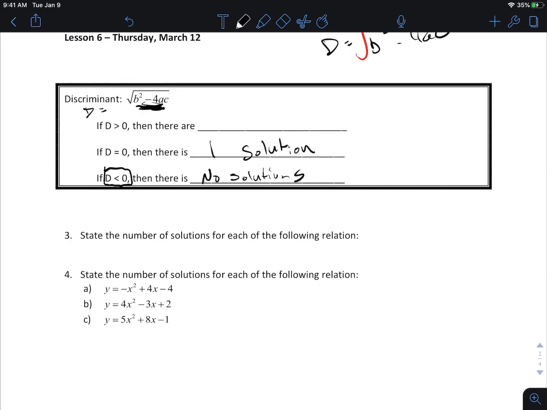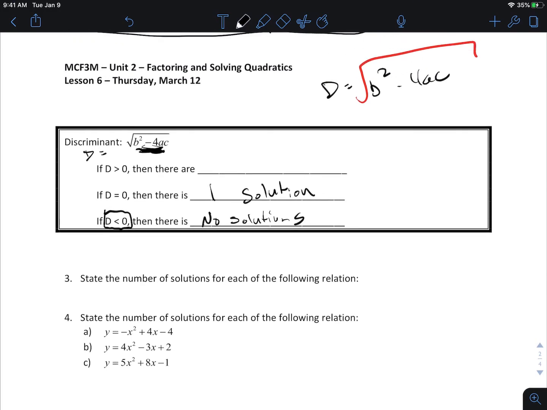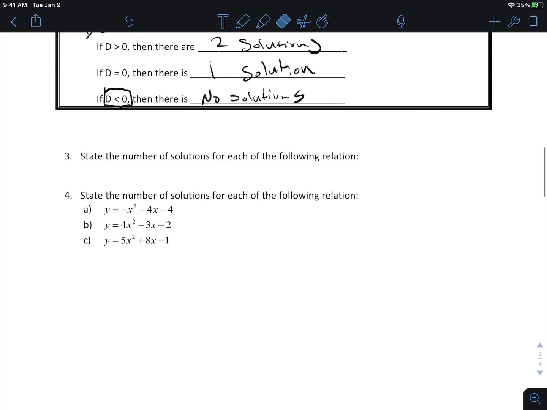Right? And then you know, okay, well the last one must be, if I get a positive number underneath the square root, now I can add that number and I can also subtract it. So then I get 2 solutions. Does that make sense? Okay, so you just plug in values and you see how many solutions you get. Right? Okay?